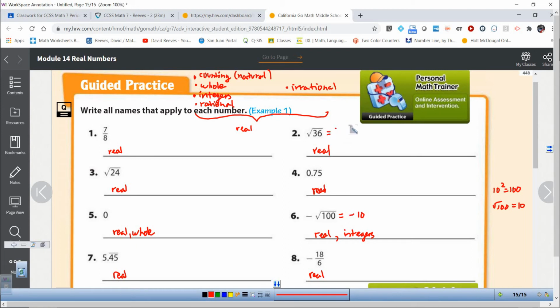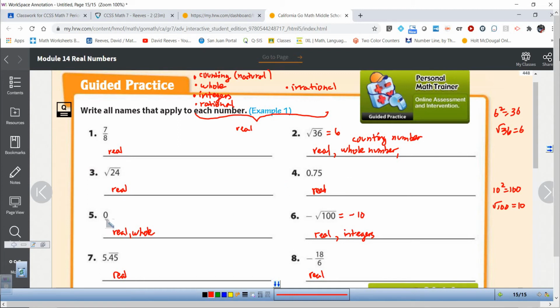However, the square root of 36 is 6. Again, 6 squared is 36. So the square root of 36 is 6. So 6 would be a whole number. And actually, that also means 6 is a counting number now that I think about it, right? Because you can represent 6 on your fingers. Man, Mr. Reeves, you're messing up bad. Okay, that's okay. I caught my mistakes.